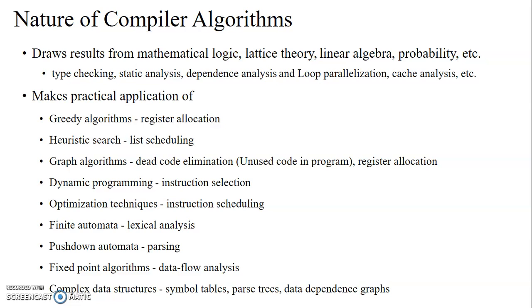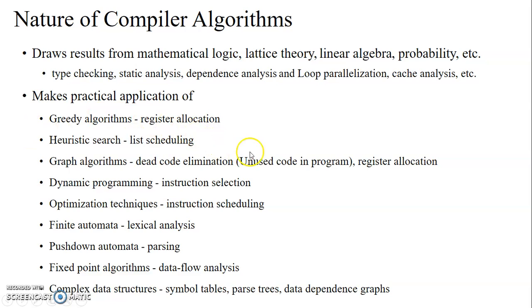So these kinds of things can be done by greedy algorithms. Heuristic search, this kind of algorithm can be used for scheduling the lists or arrays to the CPU. Then graph algorithms can be used in dead code elimination. Here, dead code elimination in the sense, the code we have written in the source program that is not used during the execution. So that is unused code. That unused code can be eliminated by the compiler. So there we can use the graph algorithms.